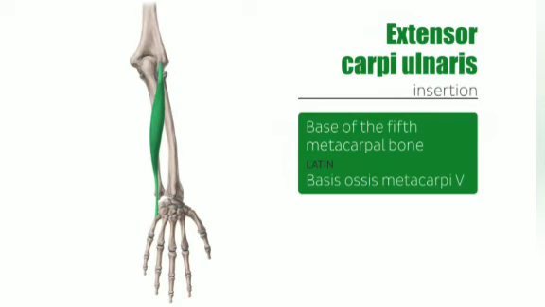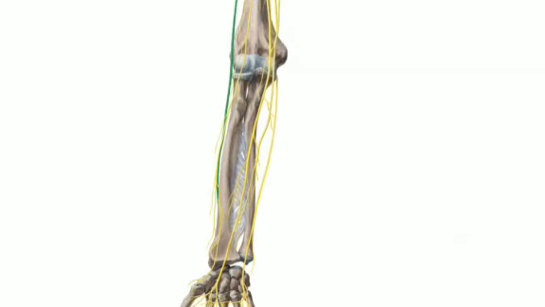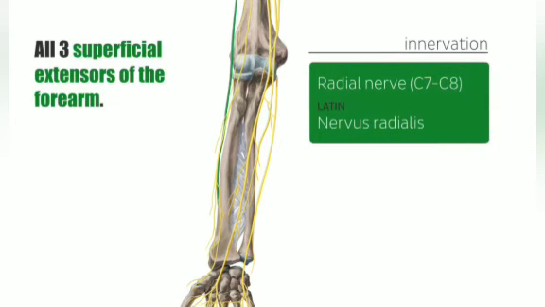Now, we've been covering the origins and insertions. It is time to move on to the innervation of the superficial extensors of the forearm. Very easy here, because when they ask you about the innervation of the superficial extensors of the forearm, all you need to know is that all three superficial extensors will be innervated by only one nerve, and this is the radial nerve.